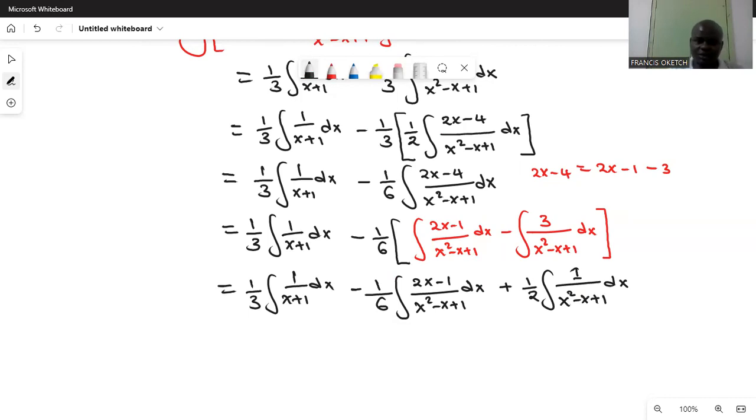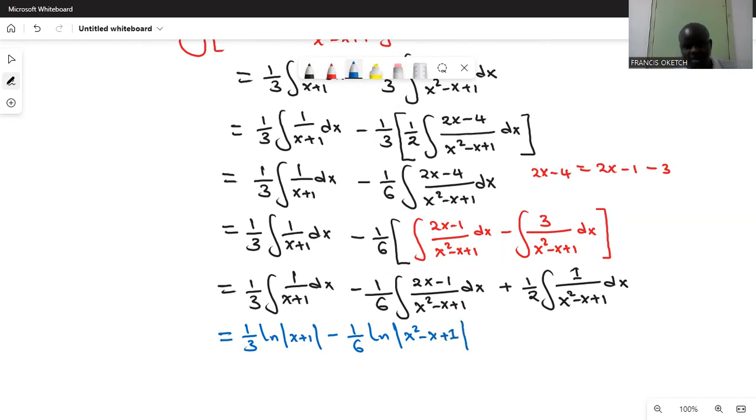So now it is easy to integrate. Let's see what we had on the left-hand side. It was the integral of 1 over x cubed plus 1. So to integrate this will give us 1 over 3 natural log of x plus 1. What about the other one? Minus 1 over 6 natural log of x squared minus x plus 1.